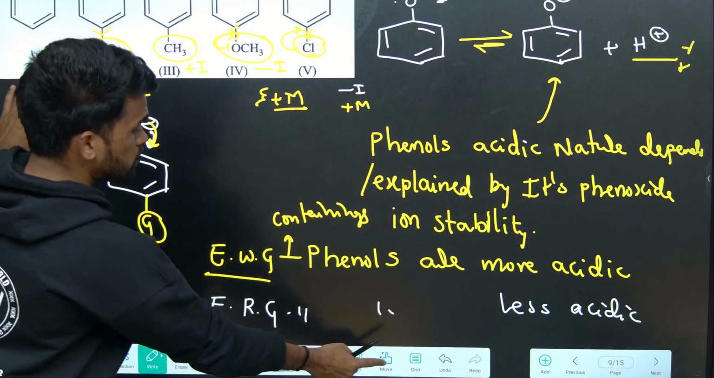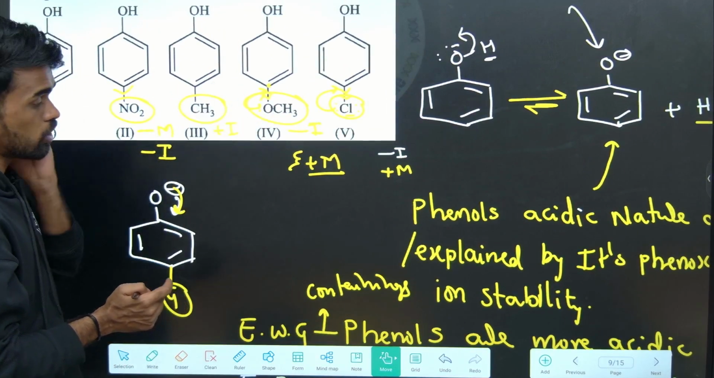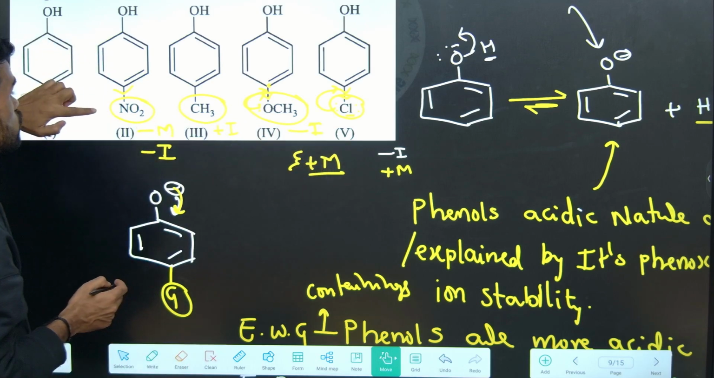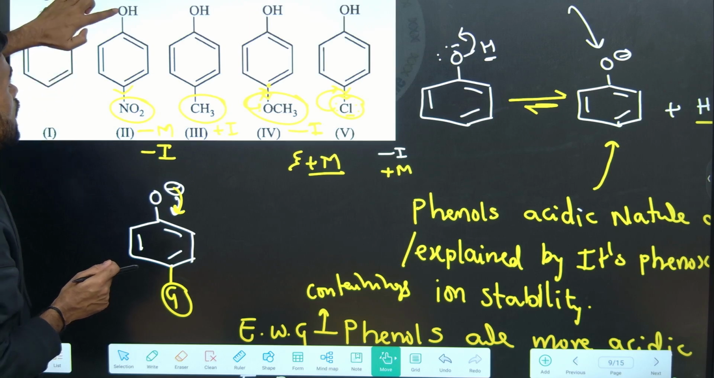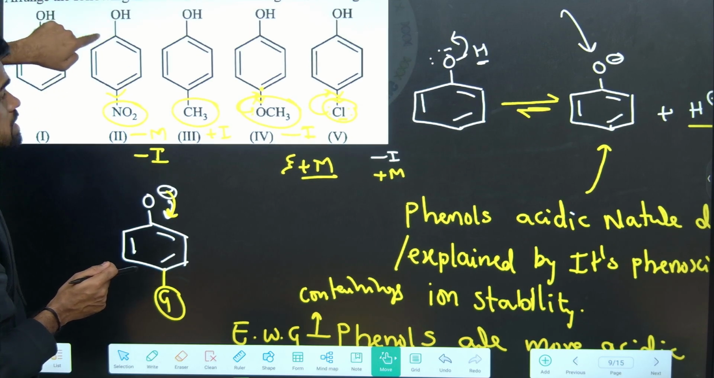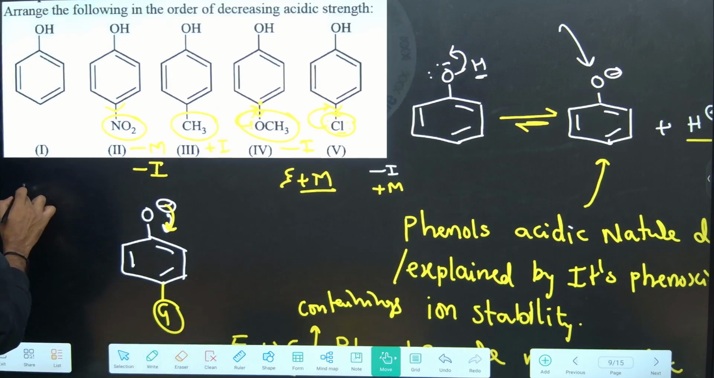Now out of these four options, which is the electron withdrawing group here? The nitro group is a very strong electron withdrawing group, and it increases the acidic nature of this phenol. So which is more acidic out of all these? So 2 is more acidic here.